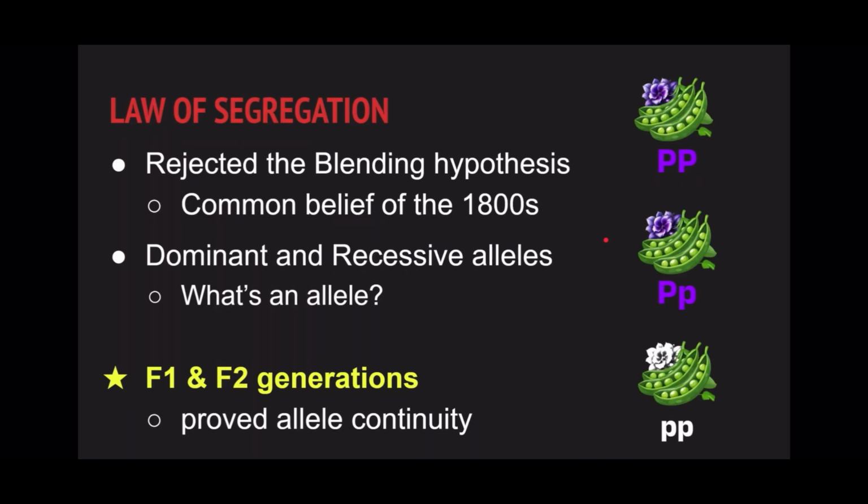So what is an allele? It's an alternative form of a gene. For example, the gene for flower color has a purple allele, big P, and a white allele, little p.